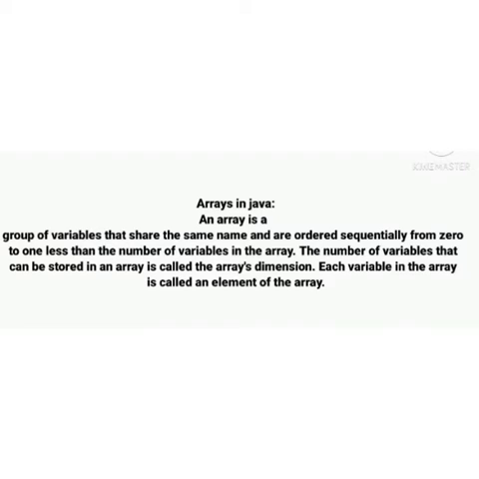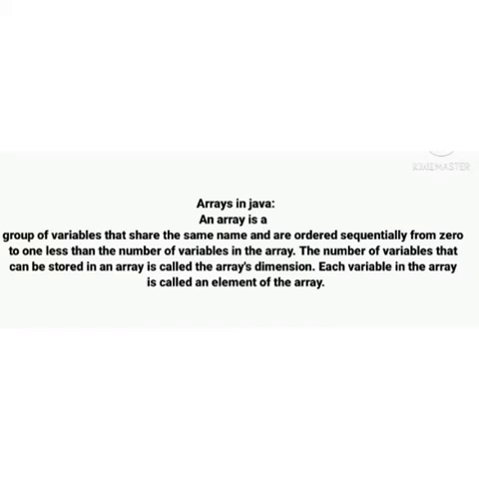The number of variables that can be stored in an array is called the array's dimension. Each variable in the array is called an element of the array. This means the number of variables we have stored in an array is called the array's dimension, and each variable in this array is called an element of the array. An array is nothing but a set of values which have a similar data type. This is the array in Java.